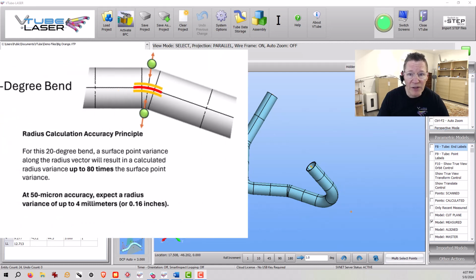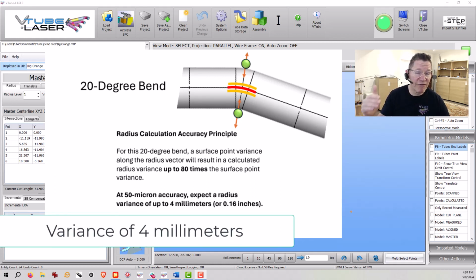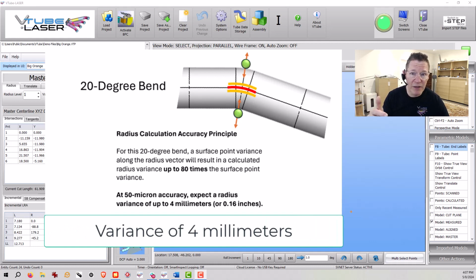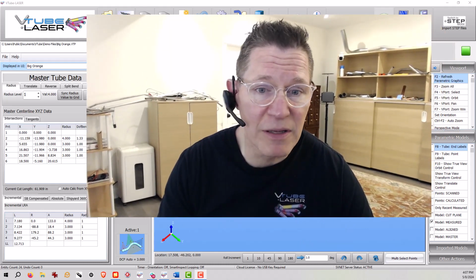For example, on a 20-degree bend angle, the variance in a radius calculation may be something like 80 times. That's 80 times greater than the accuracy of your measuring system. So a 50 micron measuring system might return a variance of 4 millimeters in the radius calculation. And that's just because of the nature of the math and angles in the mathematics.